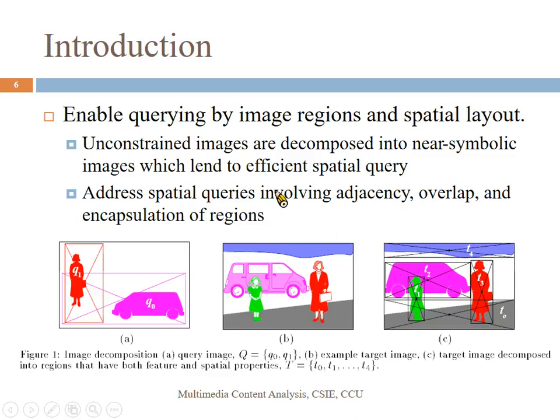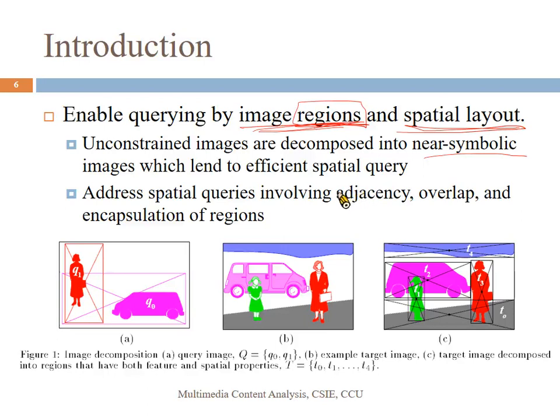In the VisualSEEK system, they tried to do the image query more finely. So they tried to enable query by image regions, not only the whole image, but also the image regions. And they also tried to consider the spatial layout of these image regions so that we can do more accurate content-based image retrieval. Okay, so the target is that unconstrained images will be decomposed into near symbolic images, which lend themselves to efficient spatial query.